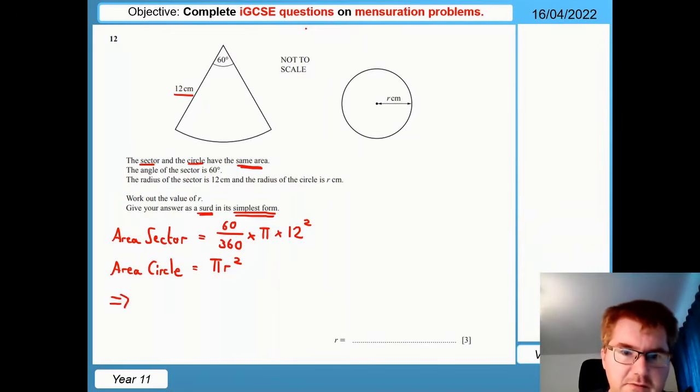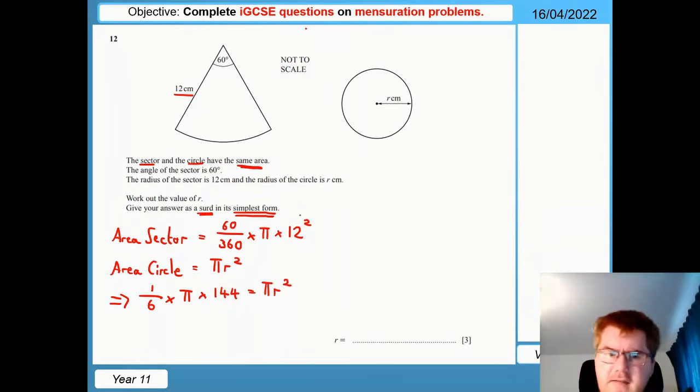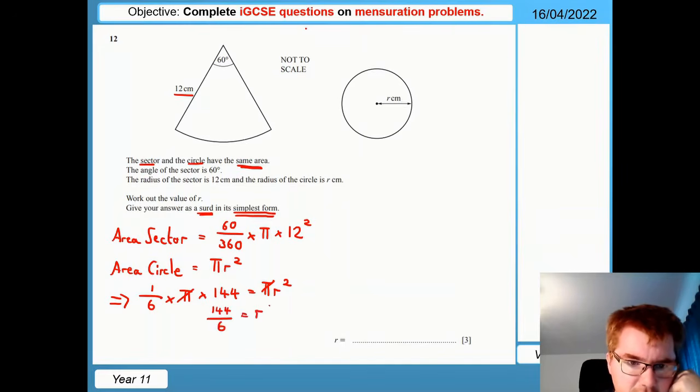Therefore, 60 over 360, that simplifies to a sixth. So I'm going to try and do a bit of simplifying as we go. Times pi times 144. 12 times 12 is 144. Is equal to pi r squared. And at this point, I look for opportunities to simplify. So we've got a pi on both sides, so we can cancel that. We'll need to do 144 divided by 6. Let me just leave that there as a fraction to start with. Is equal to r squared.